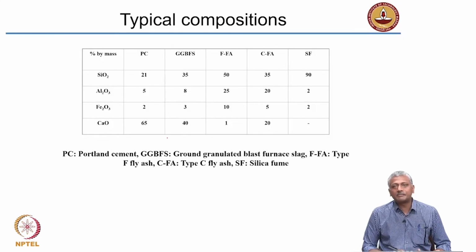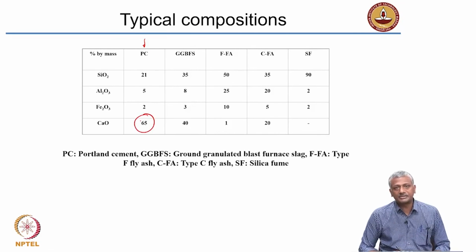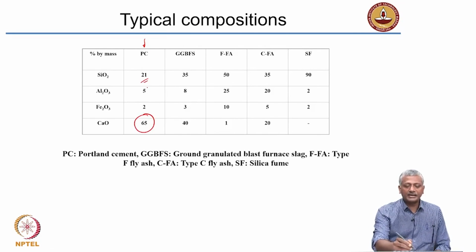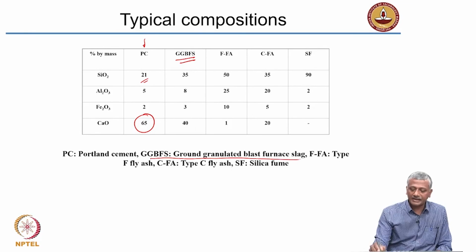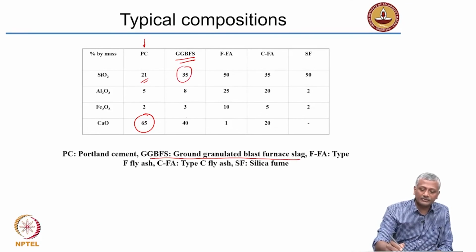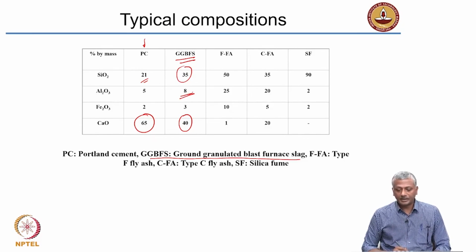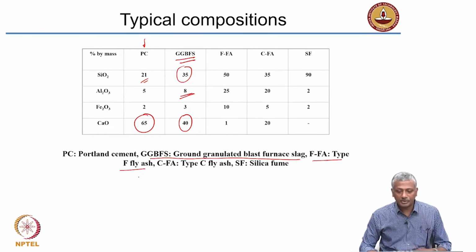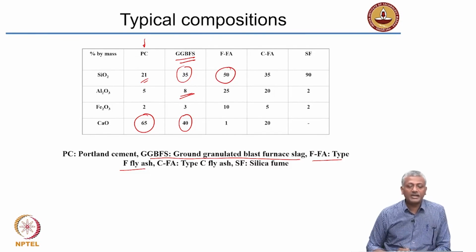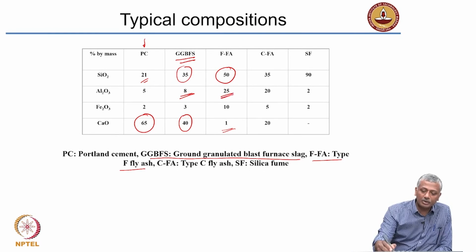So, just to give you some examples of typical compositions. If your cement is here, as I said, cement is mostly composed of calcium oxide, it is rich in calcium oxide, and less of silica and alumina and iron oxide. But when you take slag, for instance, ground granulated blast furnace slag, it has nearly equal quantities of silica and calcium oxide and significantly higher quantities of alumina. Type F fly ash, which is generally obtained from burning of semi-bituminous coal, that means which does not have very much impurities, has an extremely high amount of silica and almost nil calcium content. It has also got a very high amount of alumina content.